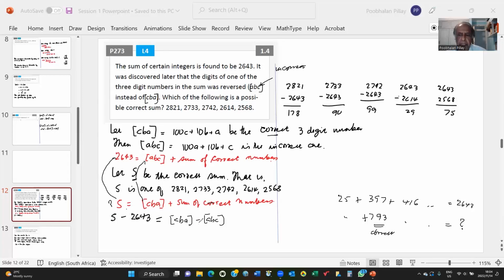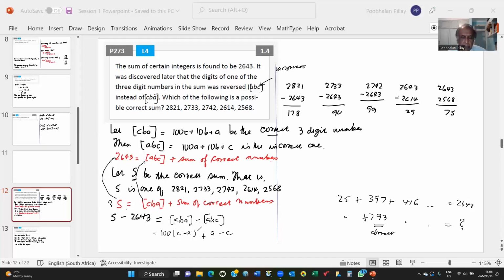Now let's try to simplify this. So what do we have? We have CBA minus ABC. I've got CBA here. It's actually equal to this. So when you work that out, you get this minus this. Let's subtract straight away. You'll get 100 into C minus A. I'm looking at CBA minus ABC. 100 into C minus A, 10B minus 10B. Okay, that's 0. And then you get plus A minus C.